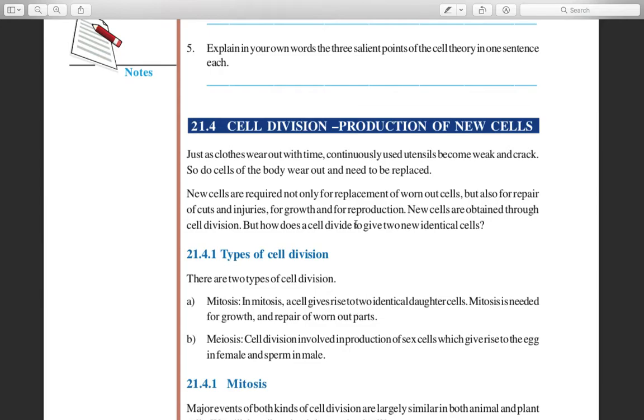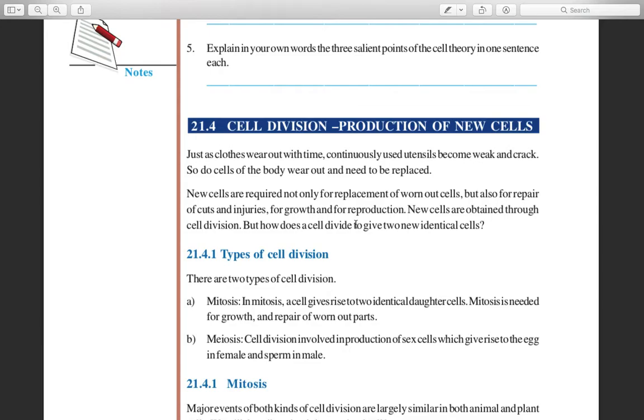So, what is cell division? We told in the beginning that this lesson covers cell division, and we know that we wear clothes and they wear out. They become old with time, and even the utensils, the vessels, become weak and have some cracks and damages. Like that, our cells in the body also wear out and have to be replaced. So new cells have to be formed in our body.